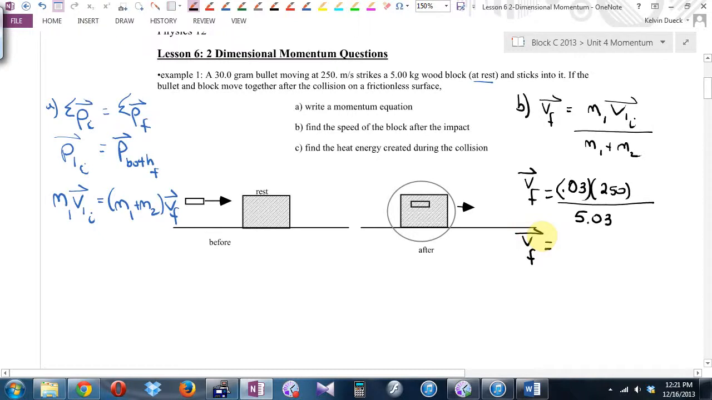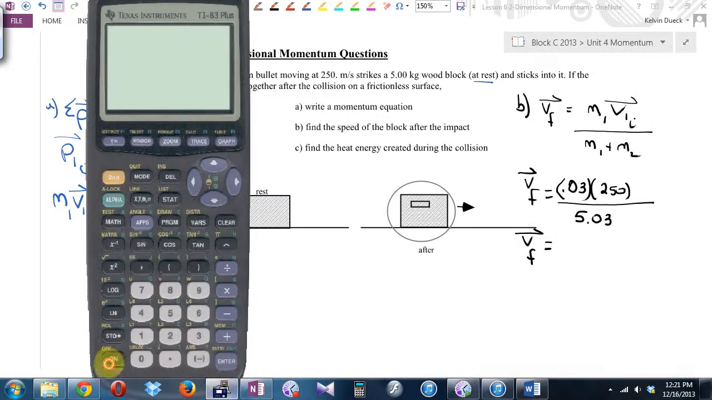What do you get? 0.03 times 250 divided by 5.03. 1.49? Almost 1.5, not quite. 1.49 meters per second.